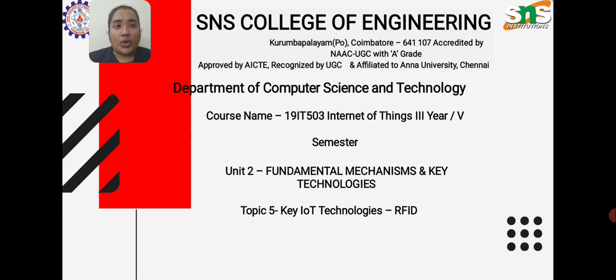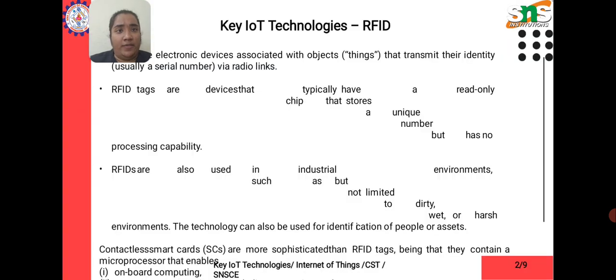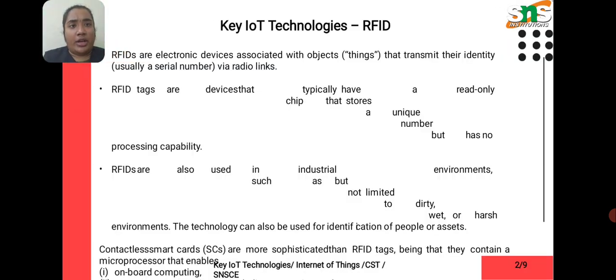Technology. Today, we are going to see a topic in key IoT technologies: radio frequency identification. RFIDs are electronic devices associated with an object or thing, which is used to transmit serial numbers via radio links.